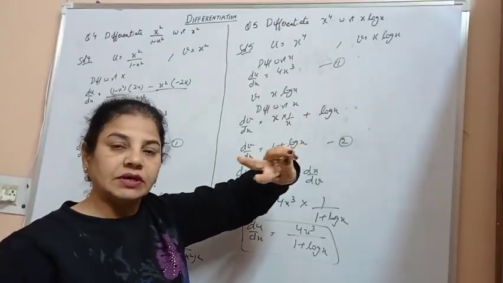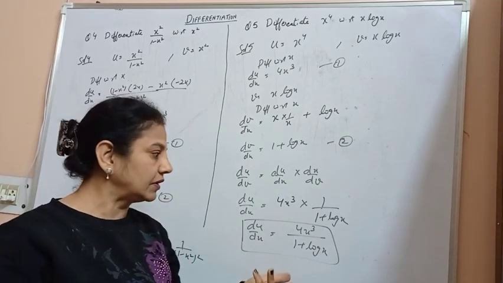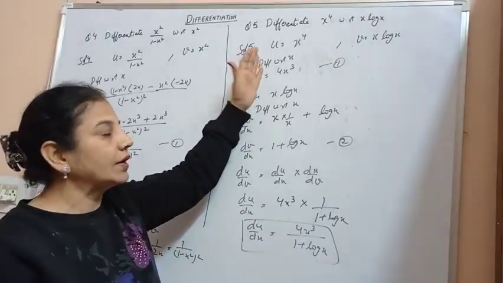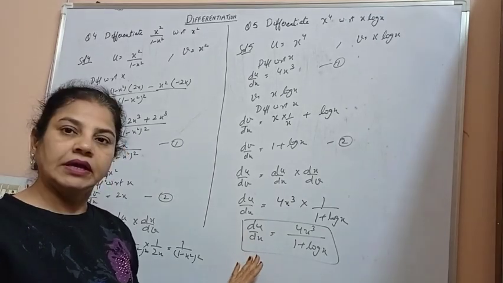If two functions are given to us, we have to differentiate one with respect to the other function. We consider one to be u and the other to be v, and then calculate du by dv.